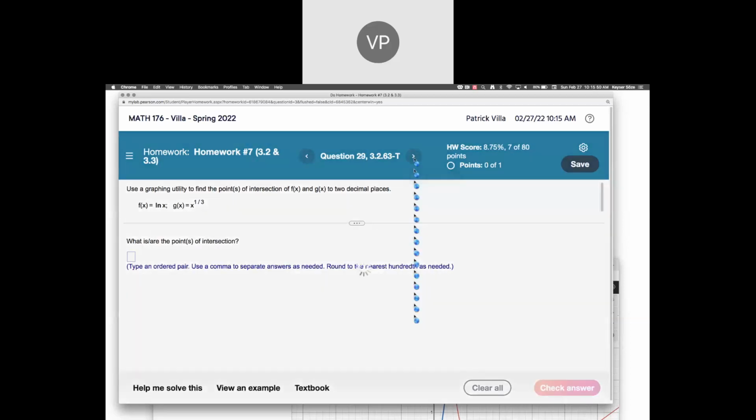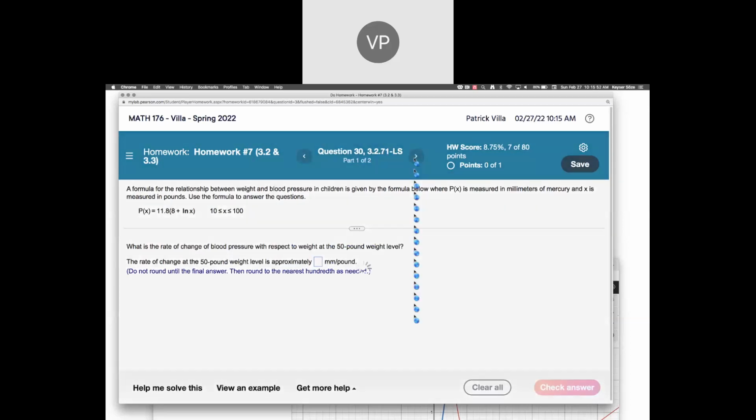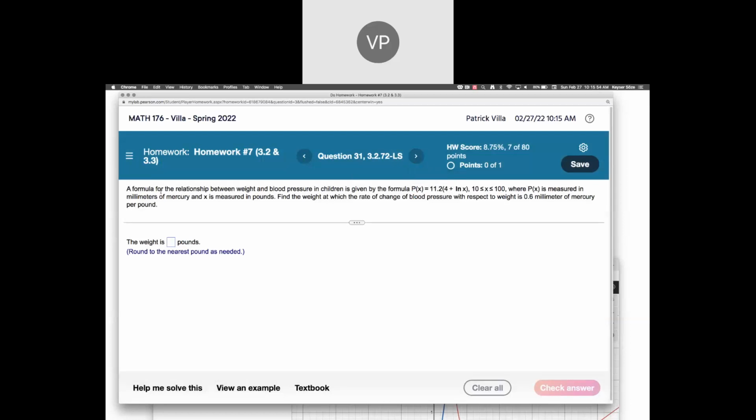Let's look at number 31, I believe. See here. Okay. A formula for a relationship between weight and blood pressure in children is given by P equals 11.2 times parenthesis 4 plus natural log of x, and x has got to be between 10 and 100, and P is measured in millimeters of mercury.